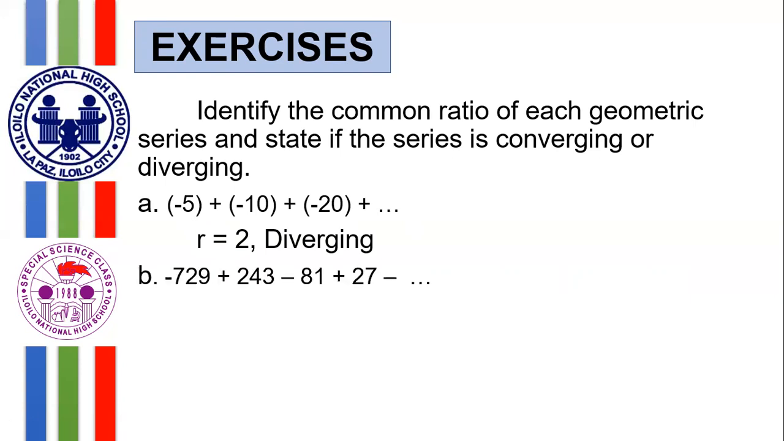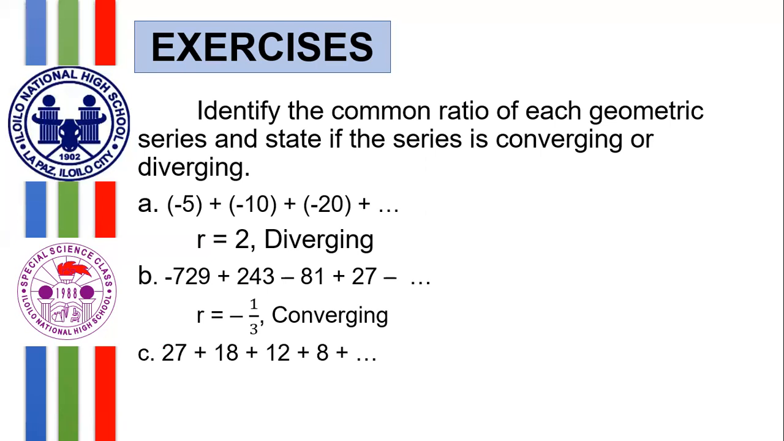How about for the second case? Negative 729 plus 243 minus 81 plus 27 minus and so on. If you will divide the second by the first, the third by the second, the fourth by the third, and so on, you could actually check with the help of your calculators, if you wish, that the common ratio is negative one-third. And since the absolute value of negative one-third, which is one-third, is between 0 and 1, this infinite geometric series is converging.